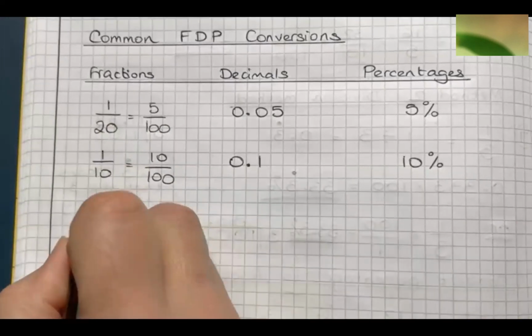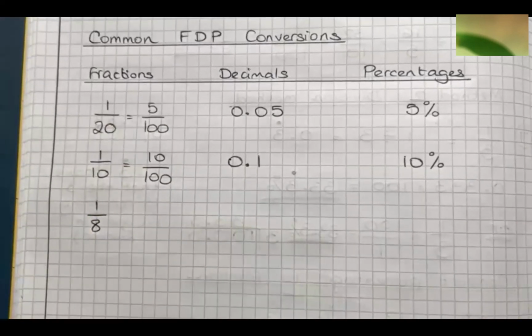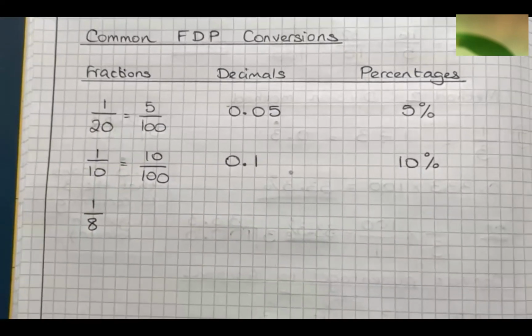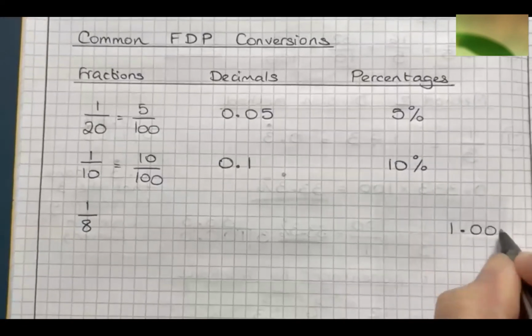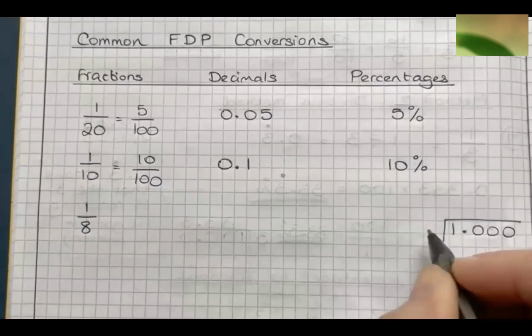Let's look at 1/8. Now for this calculation, I would use a quick bit of short division. So I'd say I've got 1 and I'm dividing it by 8.